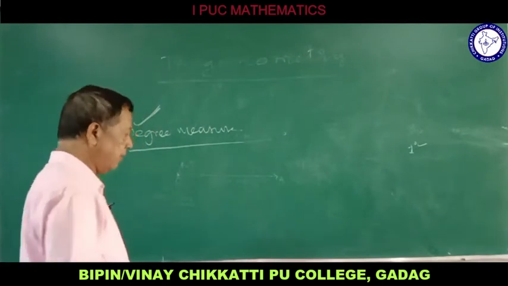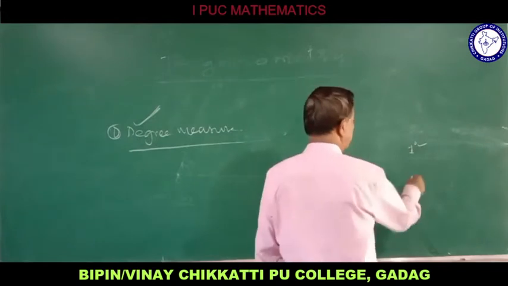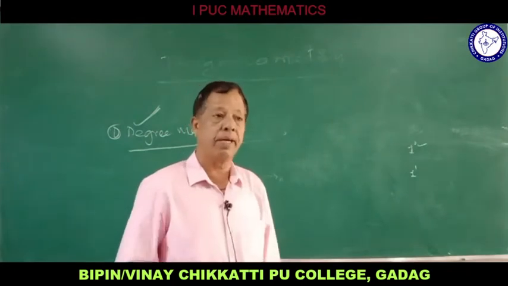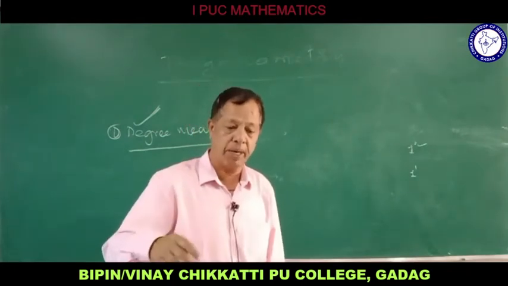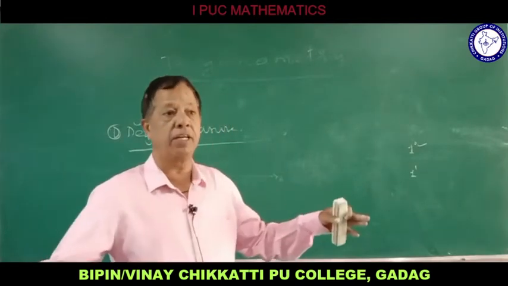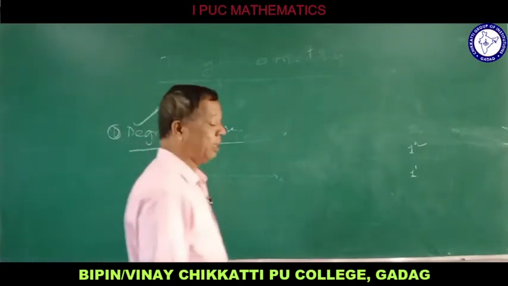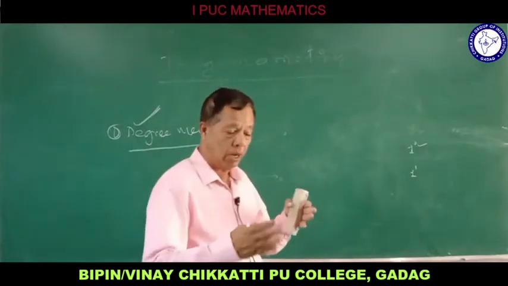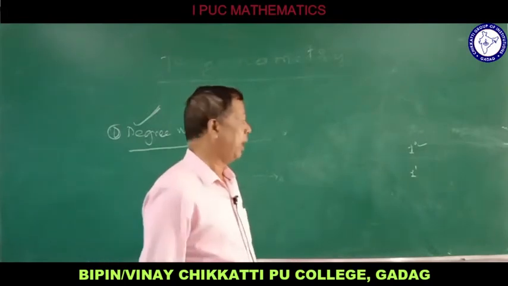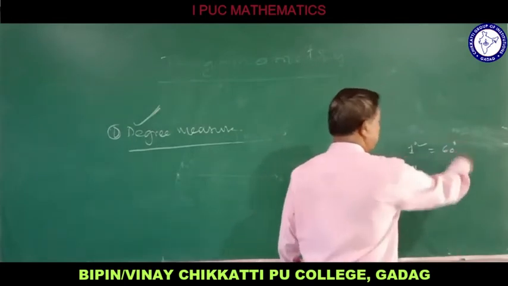What subunits? If this degree is divided into 60 equal parts, each part is called a minute, that is denoted by a dash. See how you are finding the minutes? A degree can be divided into 60 equal parts. Each part is called a minute. What I mean to say, 1 degree is divided into 60 parts, each part is called a minute. And ultimately, 1 degree is equal to 60 minutes.